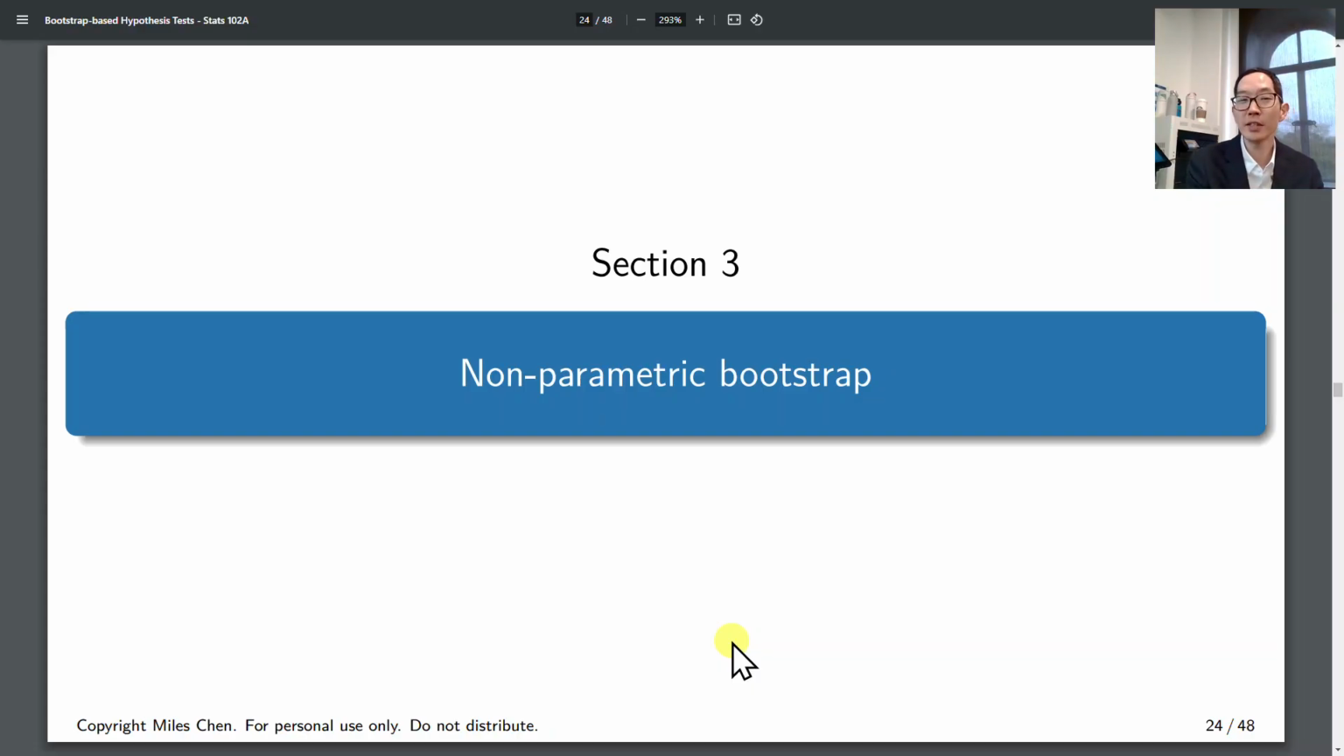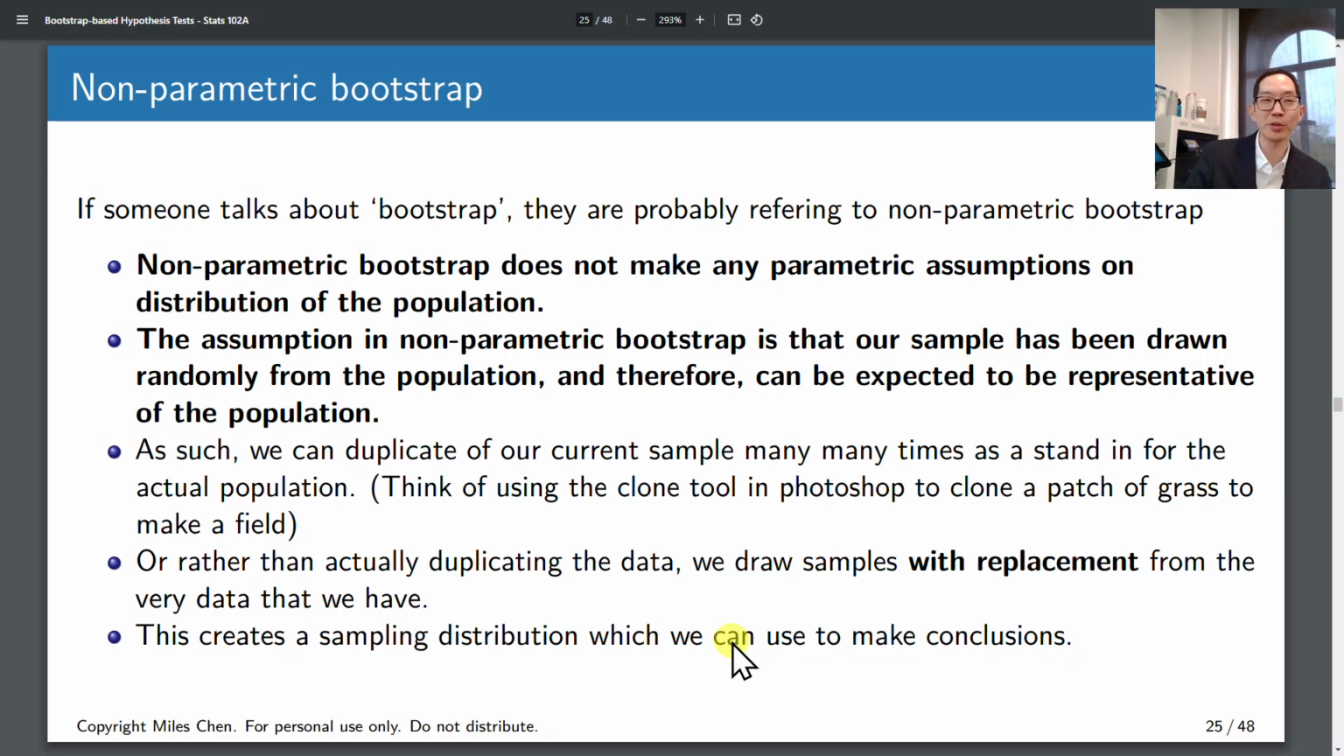All right, non-parametric bootstrap. When somebody talks about bootstrap, they're probably talking about non-parametric bootstrap. This is kind of the default term that bootstrap refers to, okay? And as the name would imply, non-parametric bootstrap does not make any parametric assumptions about the population, okay? You do have to make assumptions, and it's a different assumption. The assumption in non-parametric bootstrap is that our sample was drawn randomly from the population.